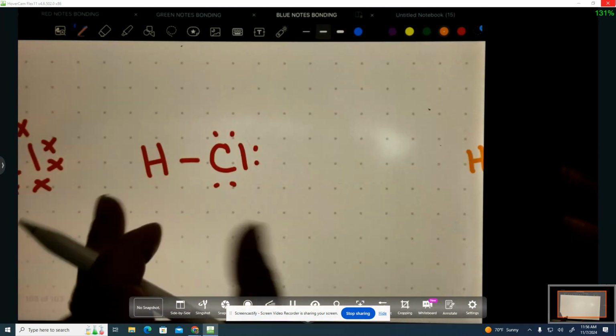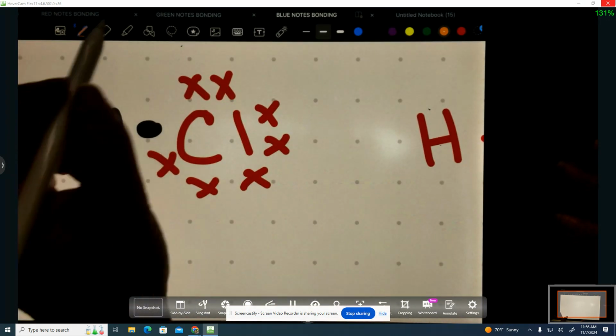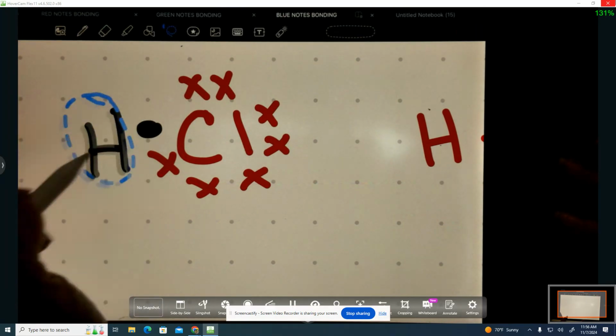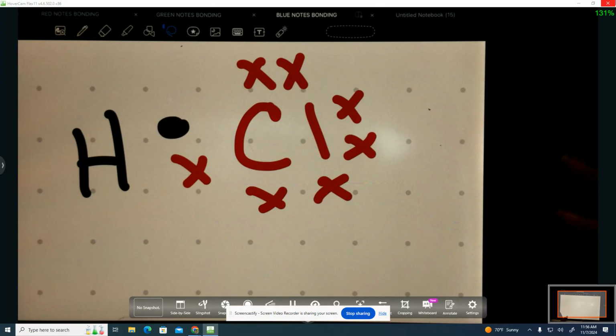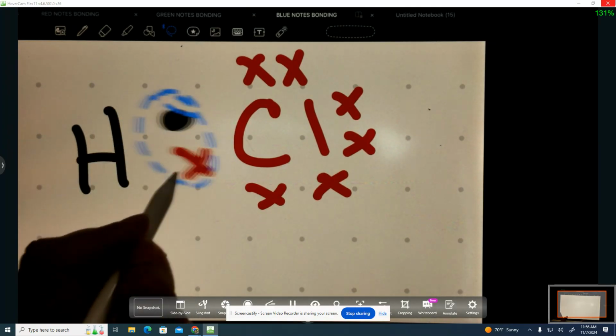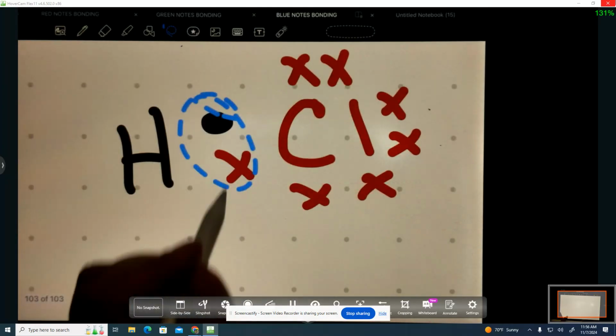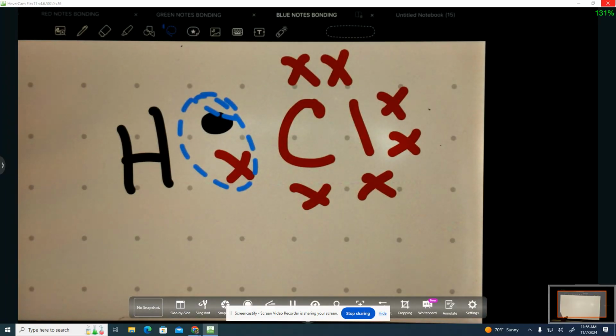So I should have shown you with this one. I should have been like, oh, hello, class. Let's say we have this. Let's say this is the molecule that I'm looking at. These electrons are being pulled by the hydrogen and the chlorine. Where are they going to be closer to? Are they going to be closer to the hydrogen or closer to the chlorine?